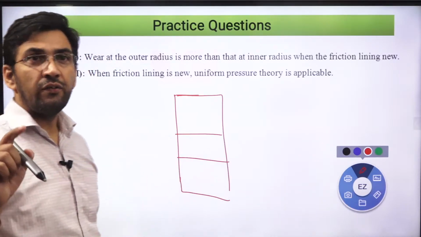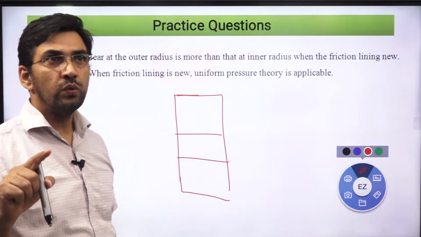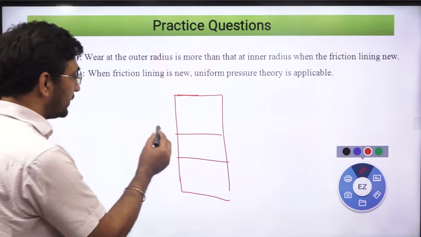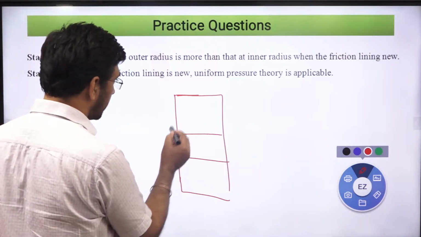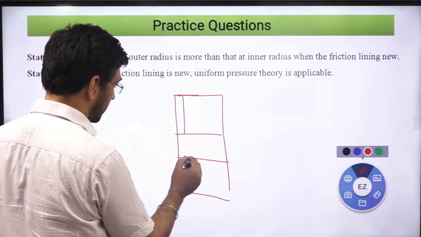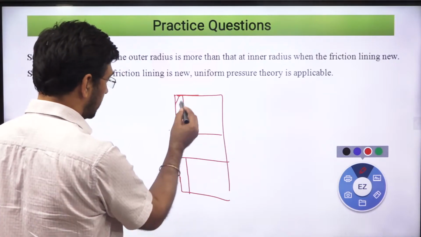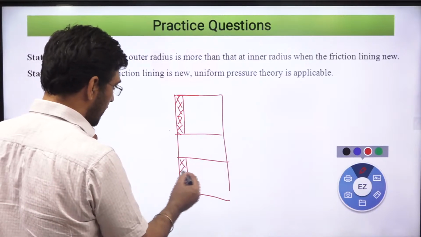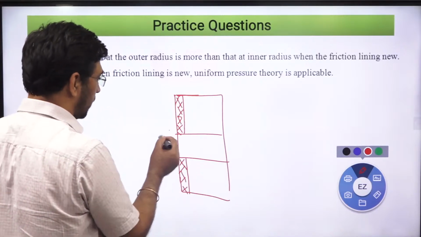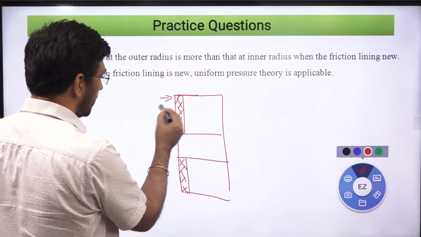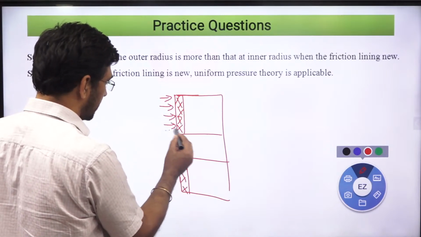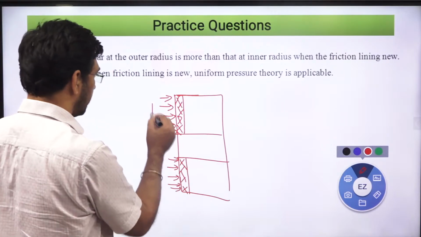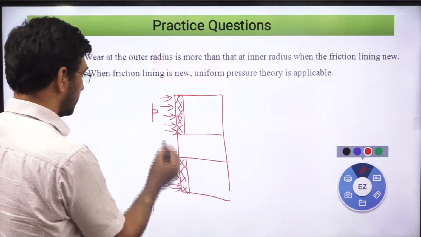You know, when the friction lining is new, where will the first wear take place? This is the friction lining, right? Let us say this is a shaft, this is a friction lining. When the friction lining is new, the first wear will take place at the outer radius. Why? Because everywhere the pressure is the same, uniform pressure, when the lining is new.